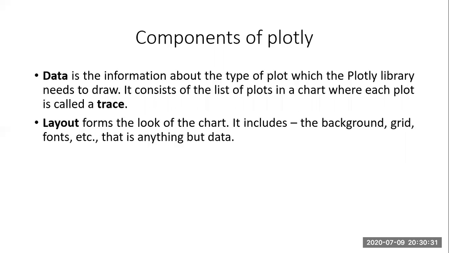The different components of Plotly are basically divided into two categories. One is the data on which we are going to work. Data is the information about the type of plot which the Plotly library needs to draw. So it is all about what type of plot you want to do, what plotting you need to perform. It consists of the list of plots in a chart where each plot is called a trace. So basically, it's not talking about just one, but multiple charts as well.